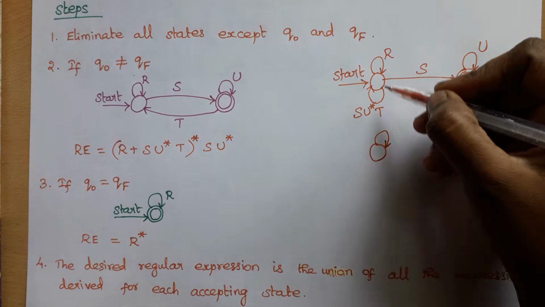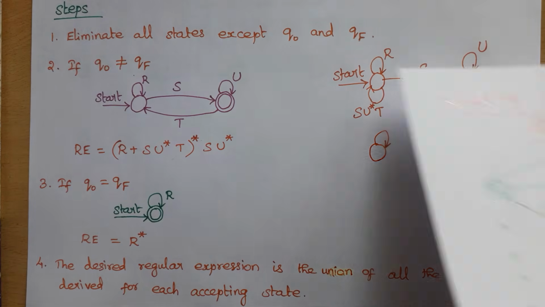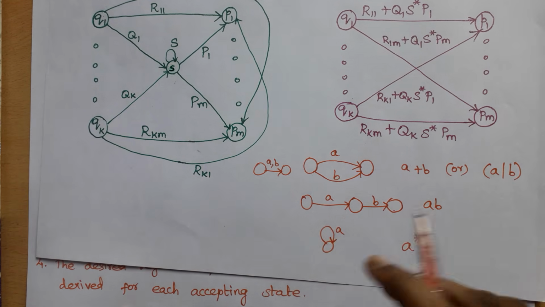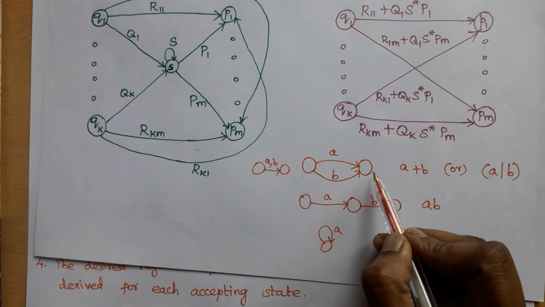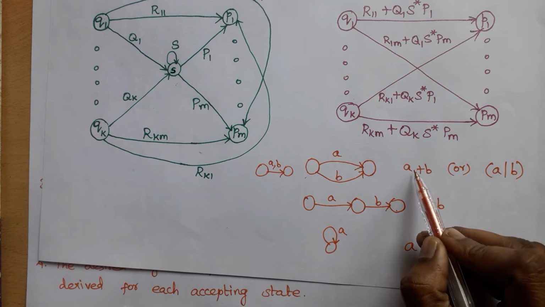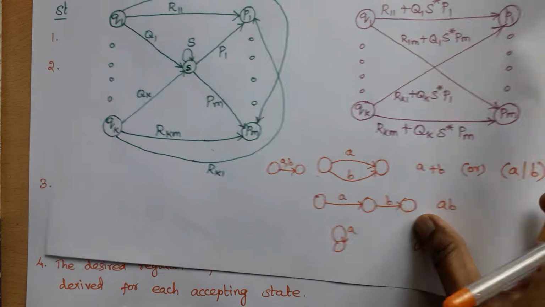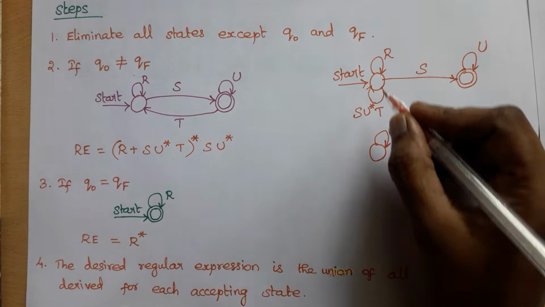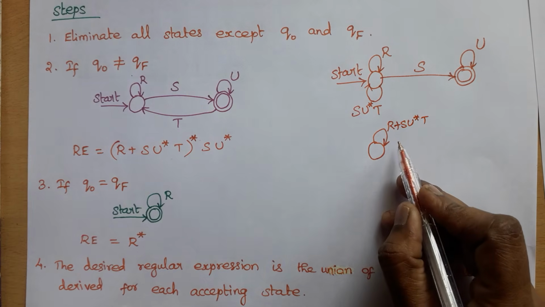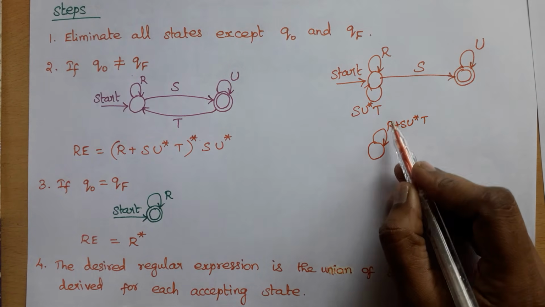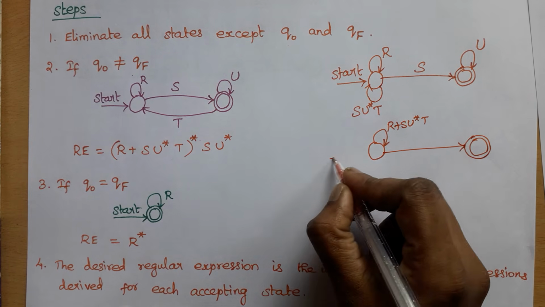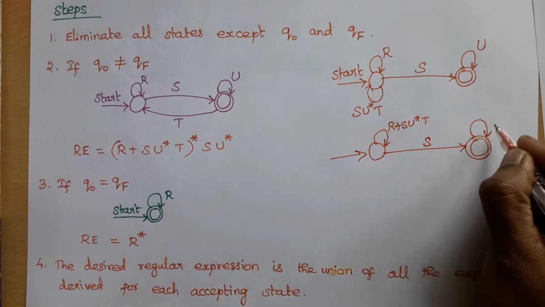So how can we combine that? If we have two paths, the two arcs are having same start state and same next state. Current state and next states are equal. Then we can write plus. Okay, this symbol plus that symbol. So we can write R plus S U star T. This loop can be written as R plus S U star T. This is the start state, and this one S U.